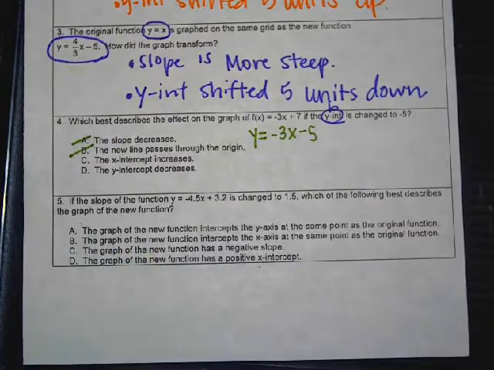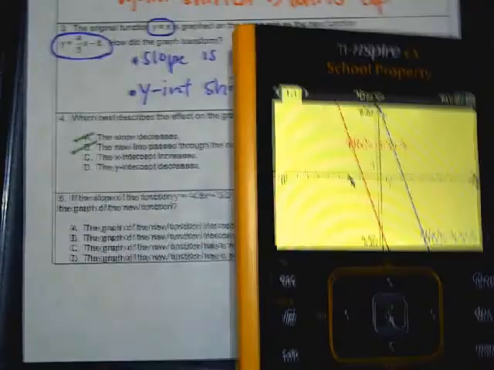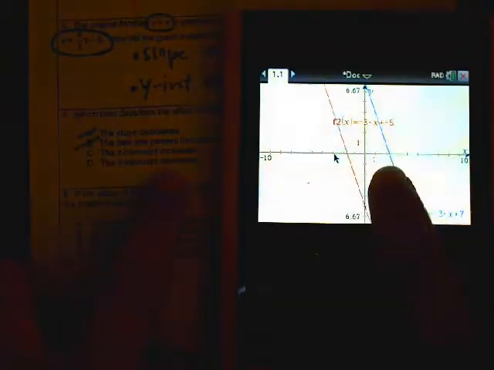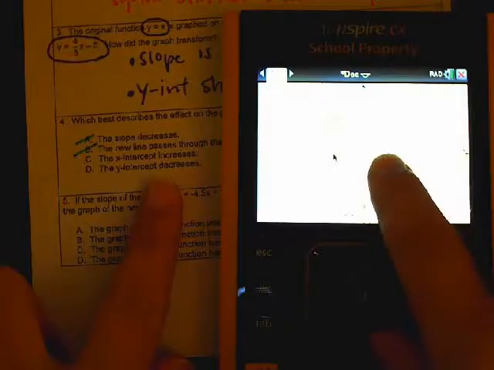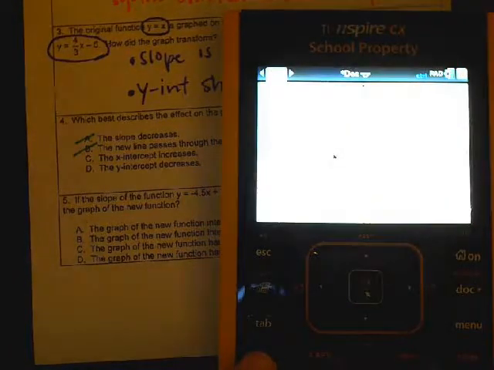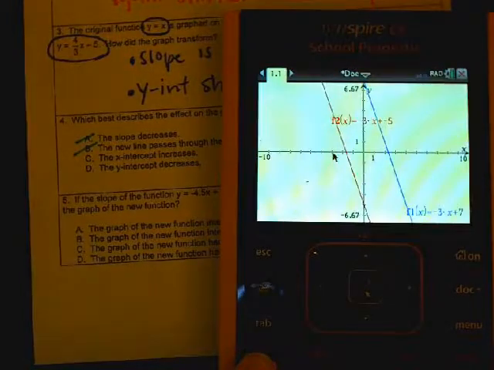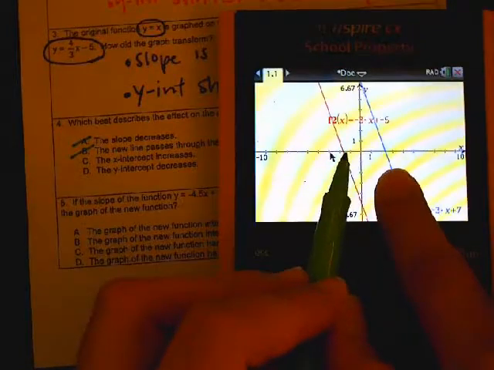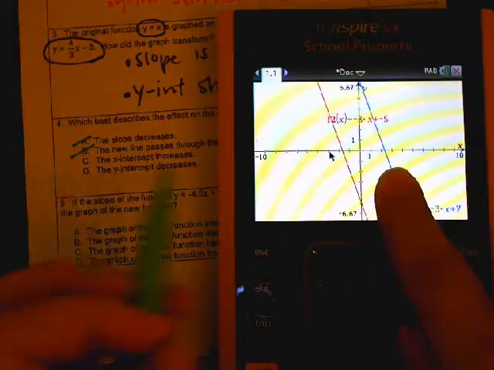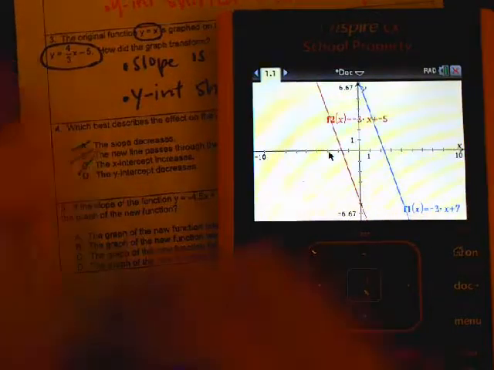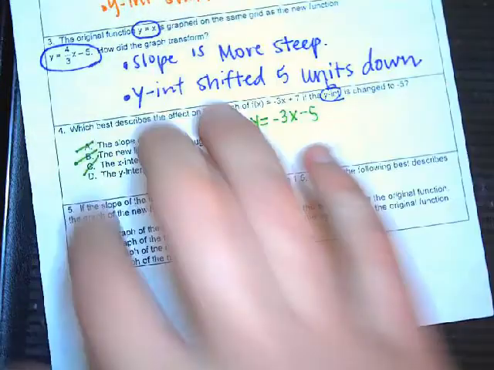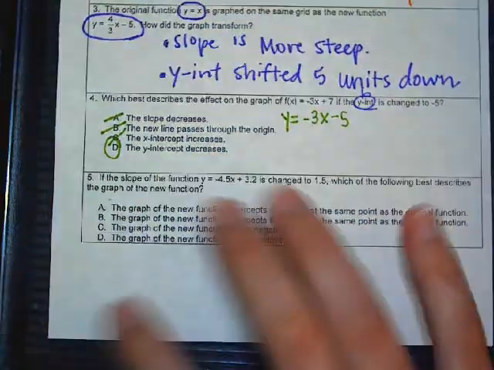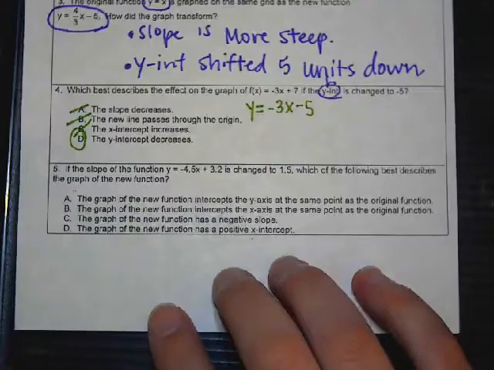Okay, Levi, let me see your calculator so I can put it under here. He's already graphed them, so let's just look at his. It says the x-intercept increases. Well, here's my original, the blue. Does the x-intercept increase or decrease if it goes from here to here? It decreases. Well, the answer choice says increase, so that can't be it either. So the only one that's right is D. The y-intercept decreases. Okay, questions?